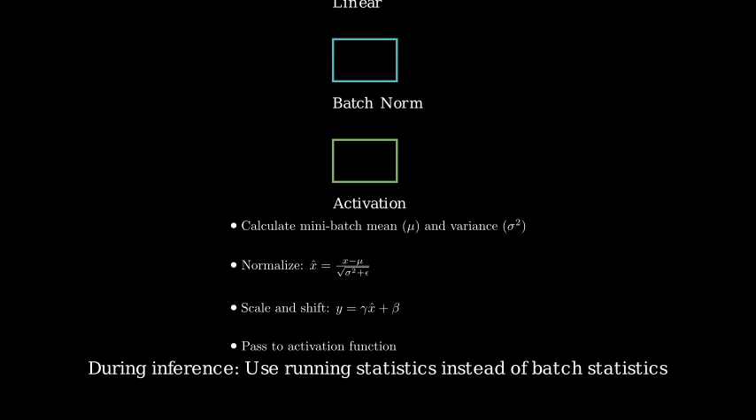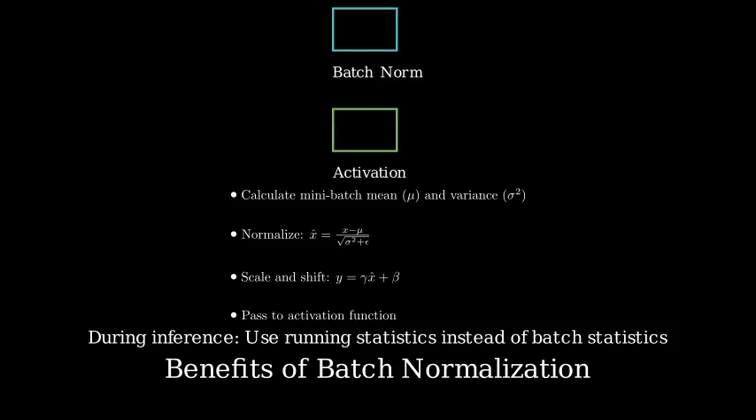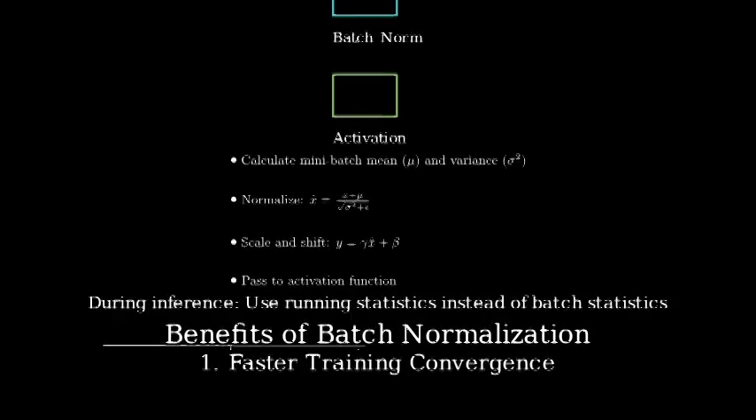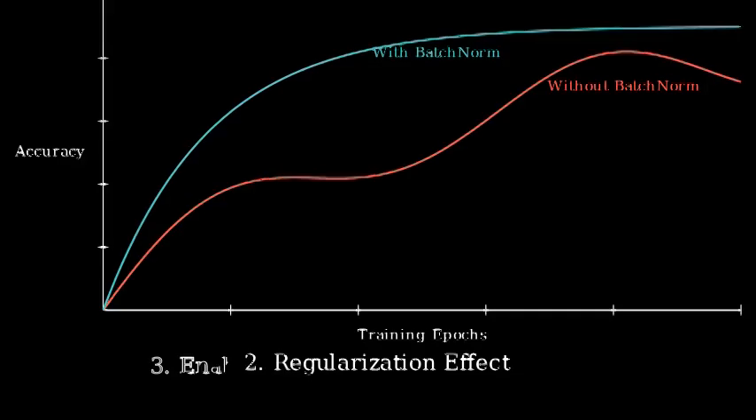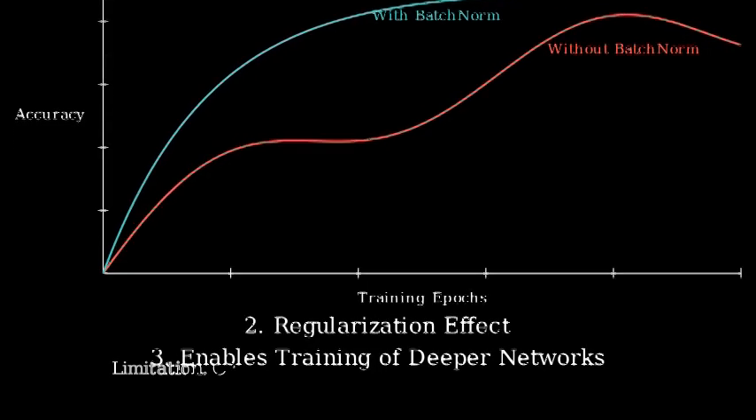However, it's important to note that batch normalization introduces a dependency between samples in a mini-batch. This can be an issue for very small batch sizes or in online learning scenarios. Batch normalization is particularly useful in convolutional neural networks, CNNs. In CNNs, batch norm is applied across all spatial locations for each feature map.